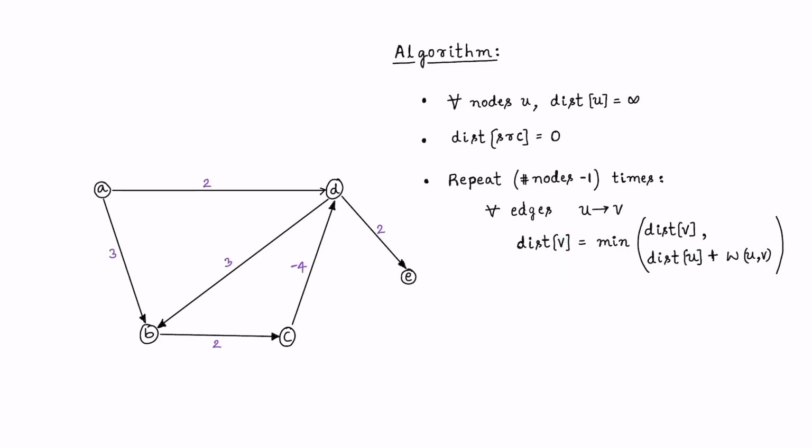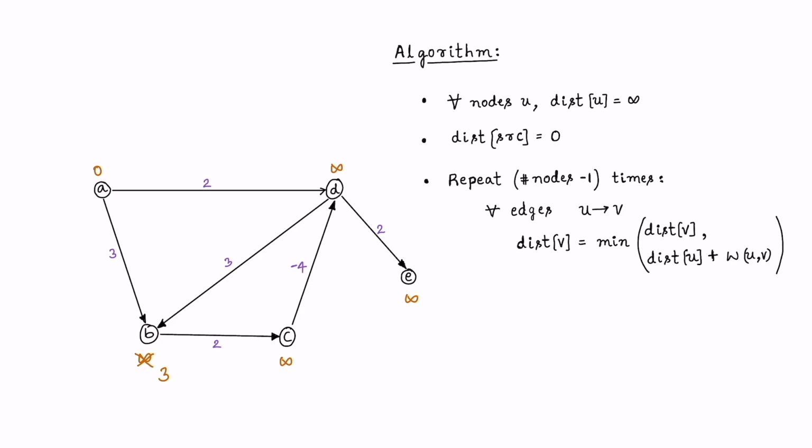We start off by setting distances to all the nodes as infinite and distance to source node A as 0. Next, we run the first iteration of this. Let's go through all the edges and run the relaxation. We start with edge A to B, and we check distance to B is infinite, which is greater than distance to node A, which is 0, plus cost of the edge A to B, which is 3. So we update the distance to B to 3.